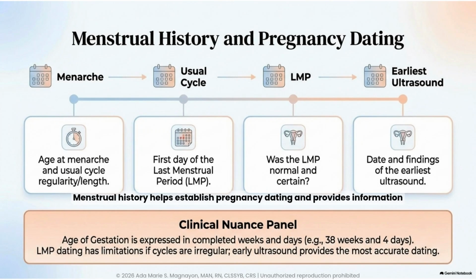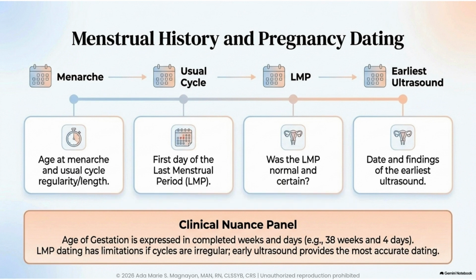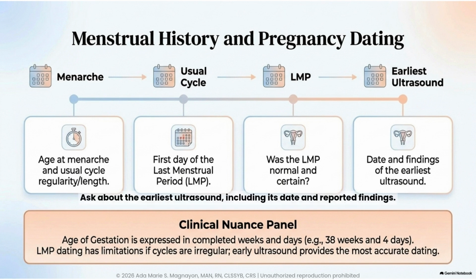Menstrual history helps establish pregnancy dating and provides information about the woman's reproductive health. Ask her age at menarche and describe her usual cycle, including regularity and cycle length. Determine the first day of her last menstrual period, or LMP. Clarify whether the date is certain and whether that period was normal for her. LMP-based dating may be less reliable when cycles are irregular, when the woman recently stopped hormonal contraception, or when the date is uncertain. Ask about the earliest ultrasound, including its date and reported findings.